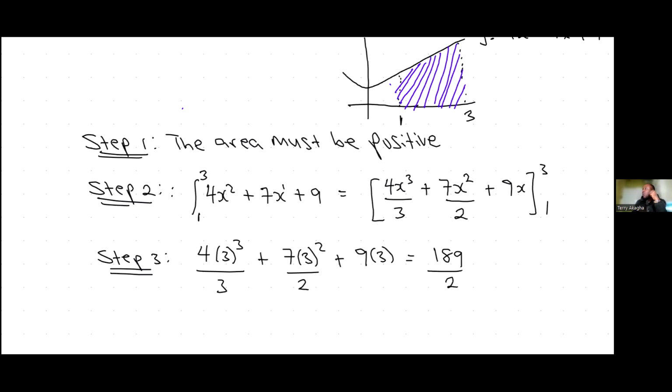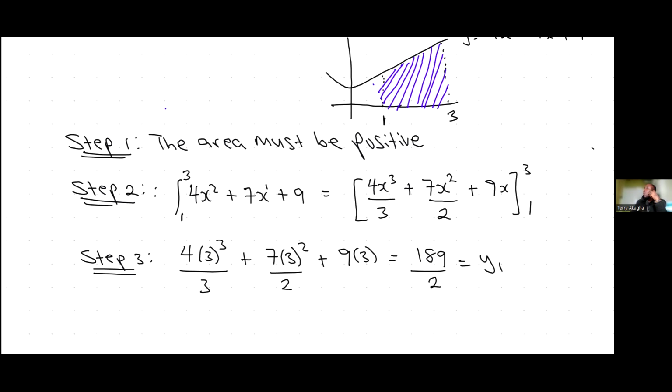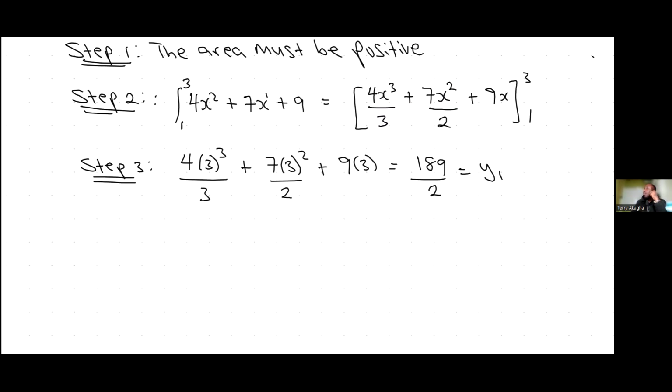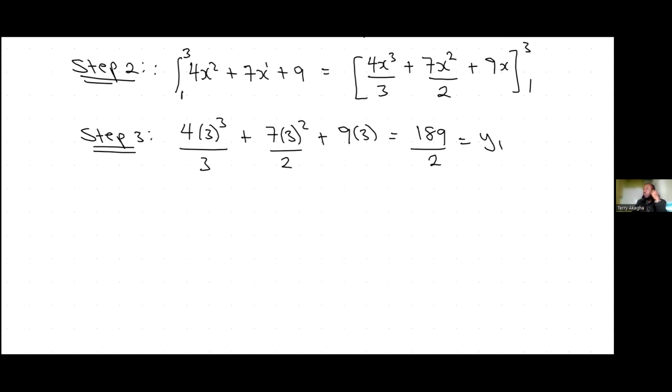And this is equal to what? y1. So for this example, the y1 is equal to what? 189 divided by 2. Okay? So therefore, y1 is equal to 189 divided by 2.